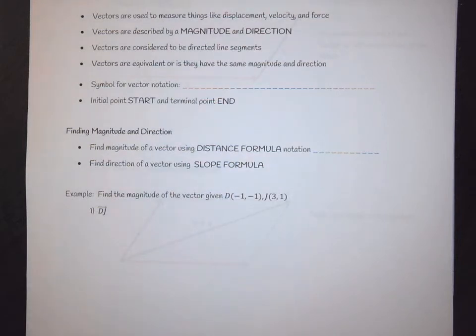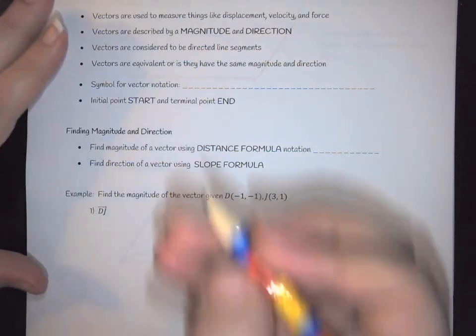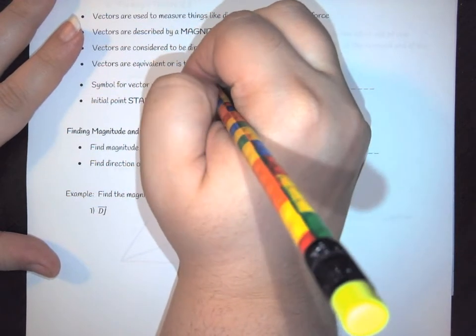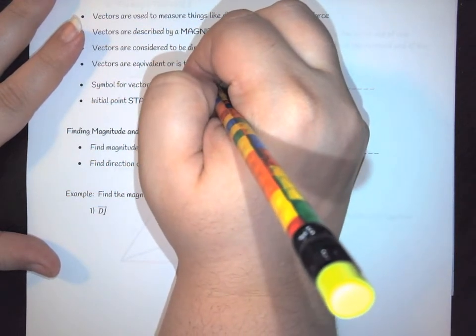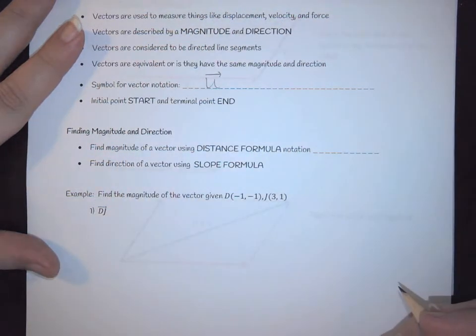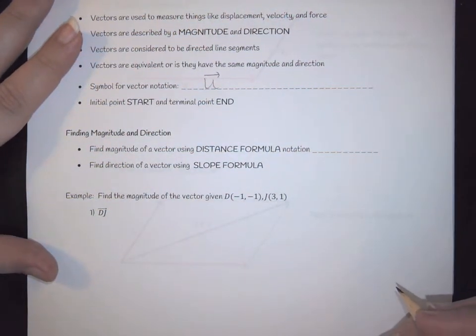Vectors themselves are considered to be like individual segments. However, we can combine them together. We have a very specific symbol that we use for vectors. So for example, we might say that we have vector u. You would use the lowercase and then you put an arrow on the top, signifying your vector.